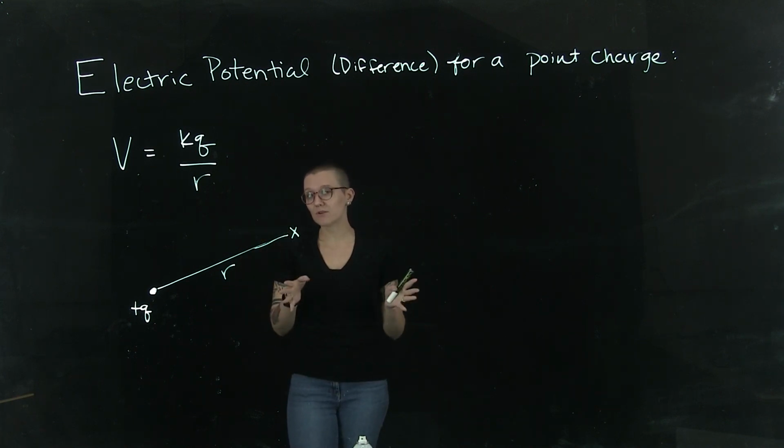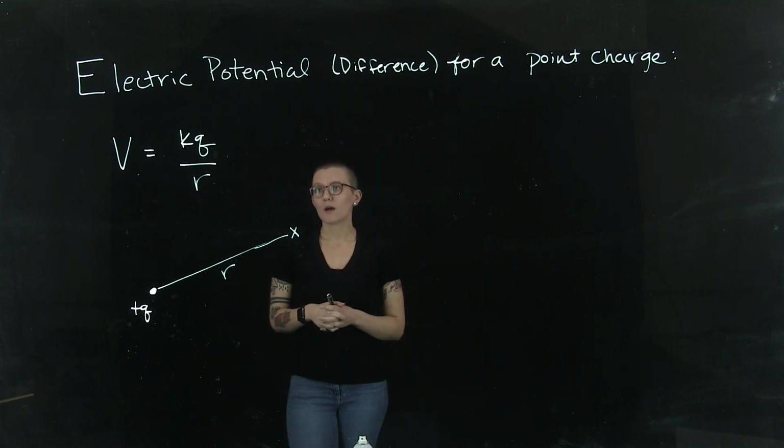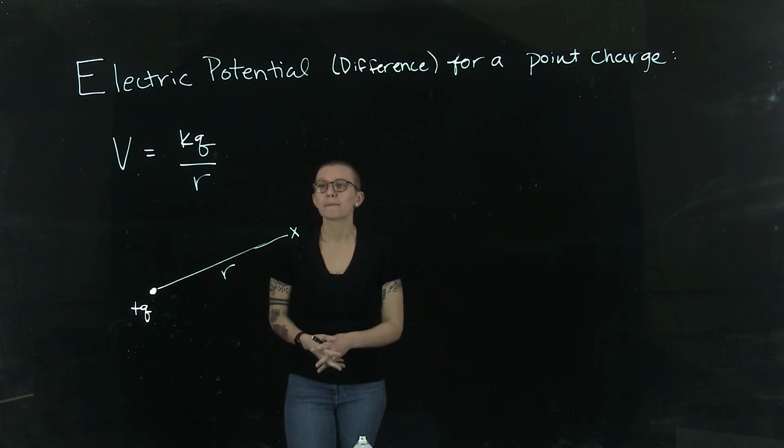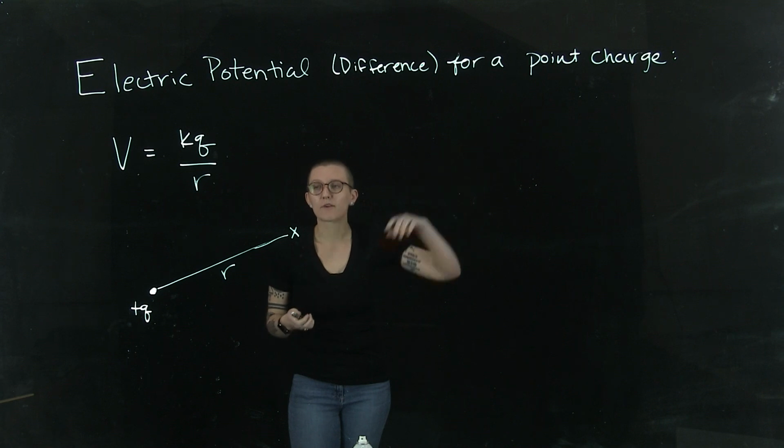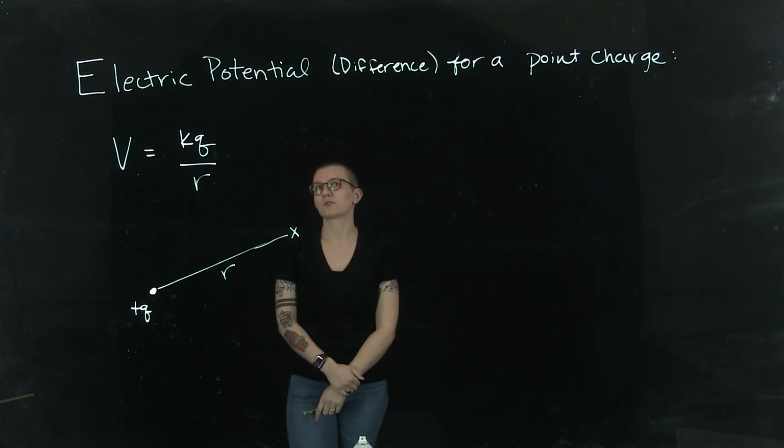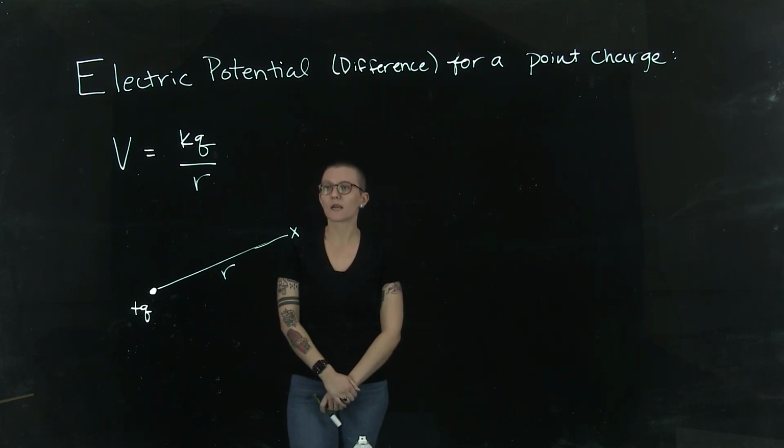And we've made a similar decision when we talked about gravitational potential energy, when we said that something that's infinitely far away will have 0 gravitational potential. So we've seen this type of reference setting before.